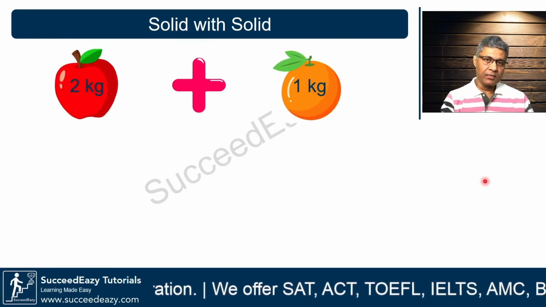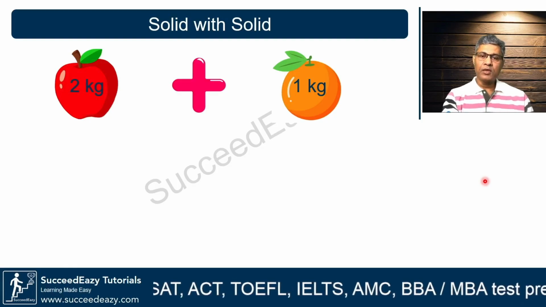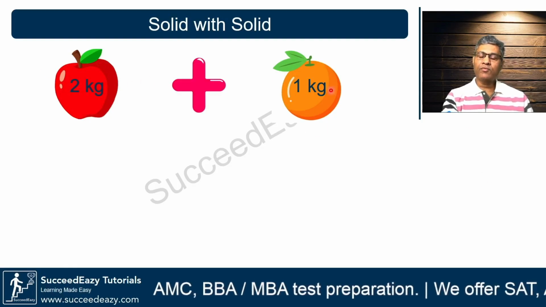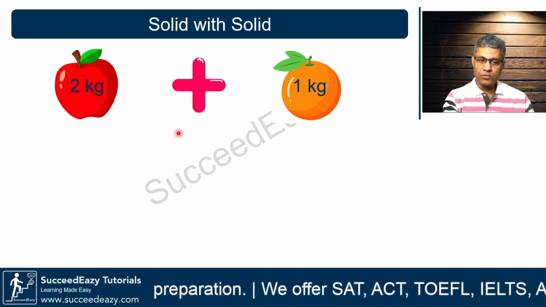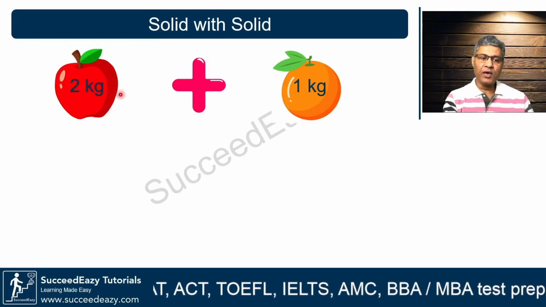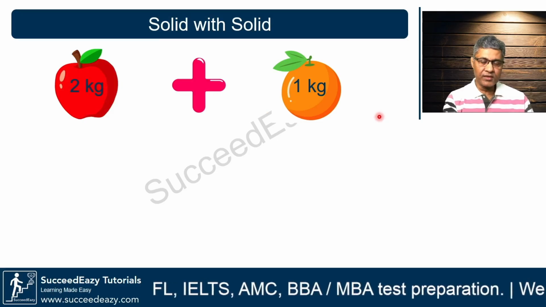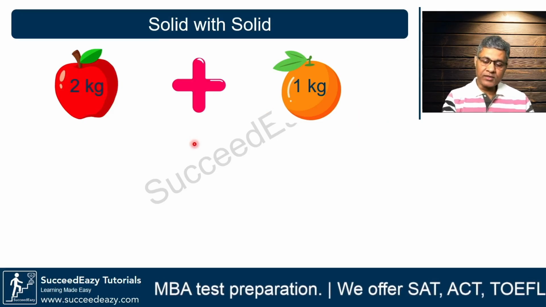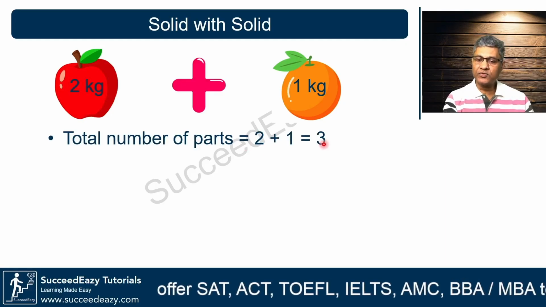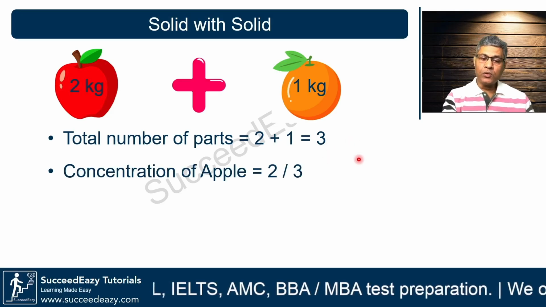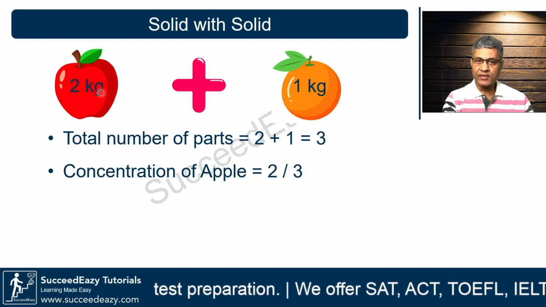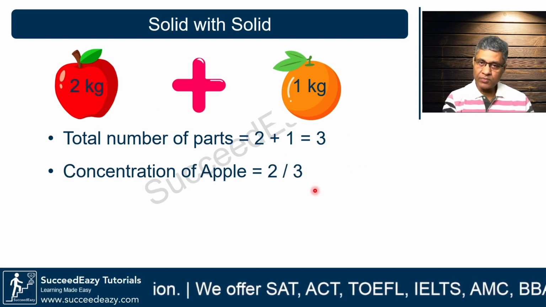So let's take an example of fruits. For example, let's take 2 kilograms of apples, mix it with 1 kilogram of oranges. I understand usually you buy oranges and apples maybe in dozens, but for the sake of simplicity, right now either consider it as kg or you consider it as dozens, doesn't matter. The concept is that the total number of parts will remain 2 plus 1, that is 3, either 3 kgs or 3 dozens, doesn't matter. The concentration of apple will be said to be 2 by 3 because 2 parts of it is apple out of the total 3 parts.